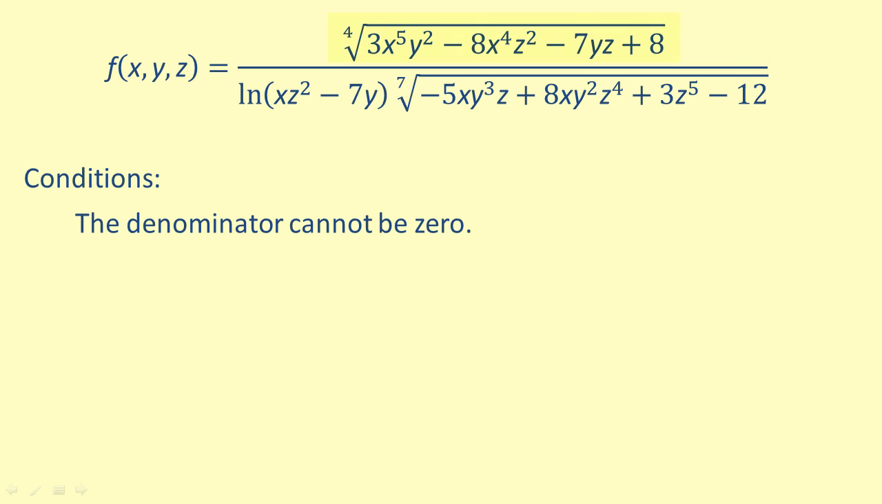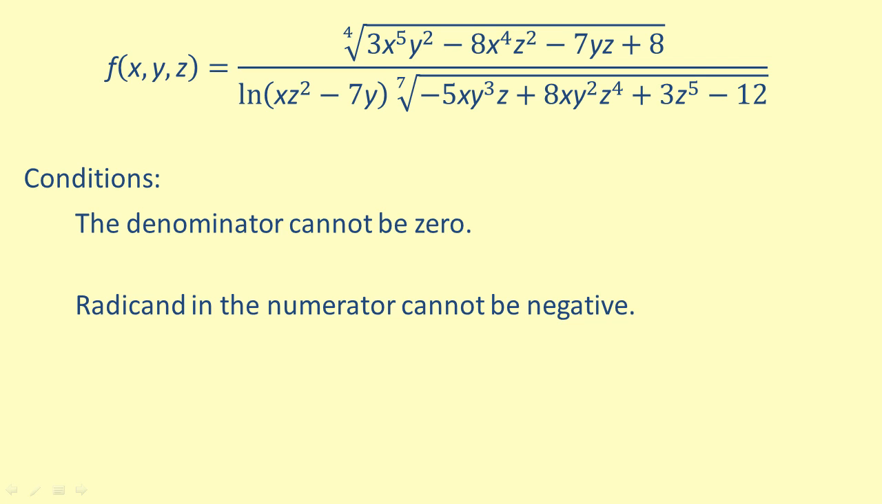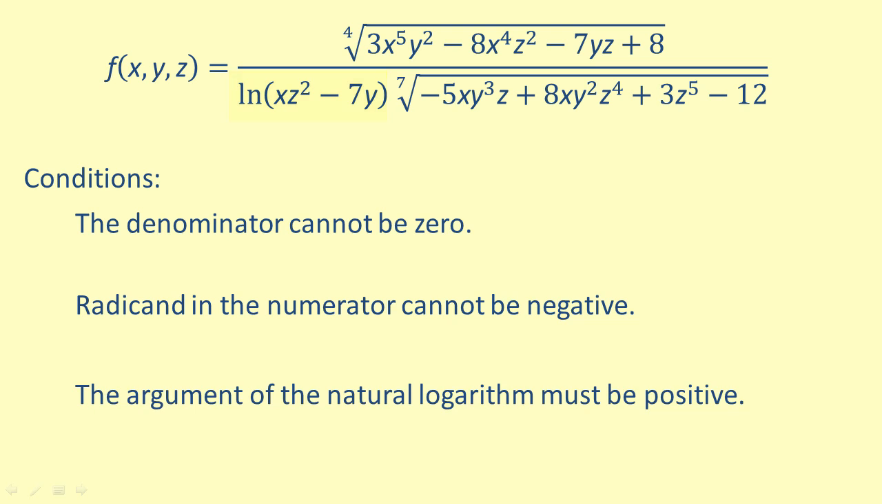Now we need to look at each portion of the function. There is a fourth degree radical in the numerator and a seventh degree radical in the denominator. Radicals with odd indices are defined everywhere, so this doesn't affect the domain. However, the radical in the numerator has an even index, so its radicand must be non-negative. There is also a natural logarithm in the denominator that is only defined for positive values. Both radicands, as well as the argument of the logarithm, are polynomials, which are defined everywhere.